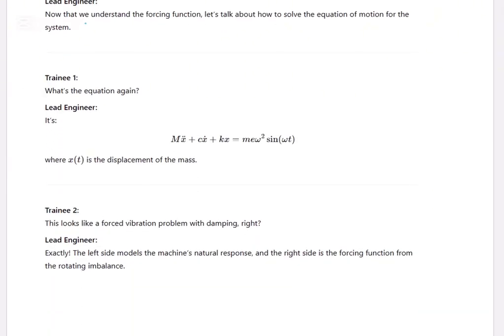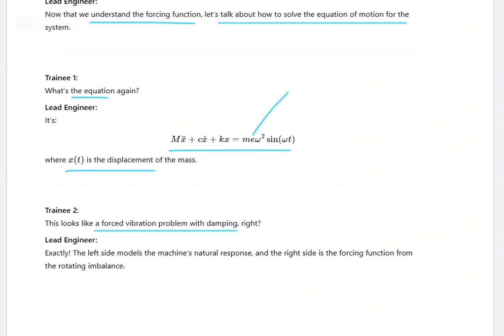Now that we understand the forcing function, let's talk about how to solve the equation of motion of the system. What's the equation again? This is the equation, and x of t is the displacement of the mass. This looks like a forced vibration problem with damping.